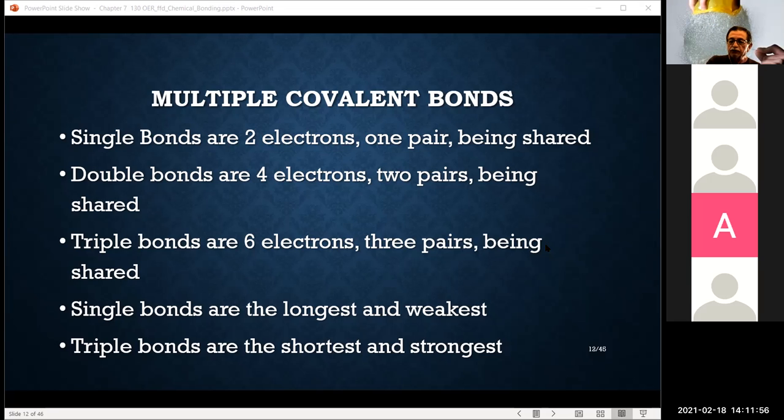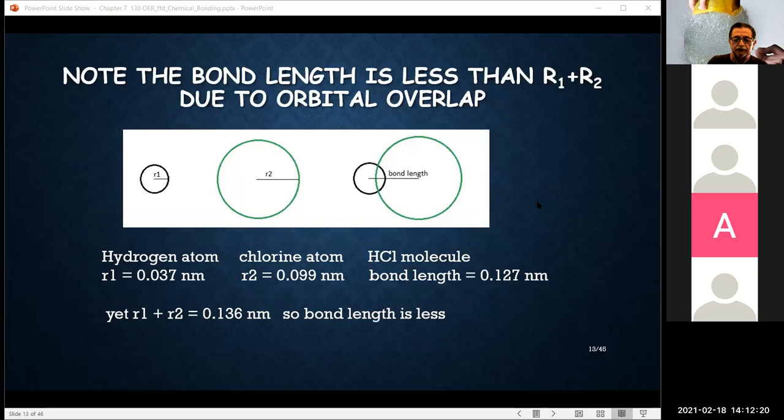But things like butane, we're all familiar with butane. You flip your Bic, they're just single bonds. And propane, those are all single bonds, and they have energy in them, but not enough to burn steel. Enough to cook your hamburgers and light your cigarette, but not to burn steel. But triple bonds are the shortest and the strongest.